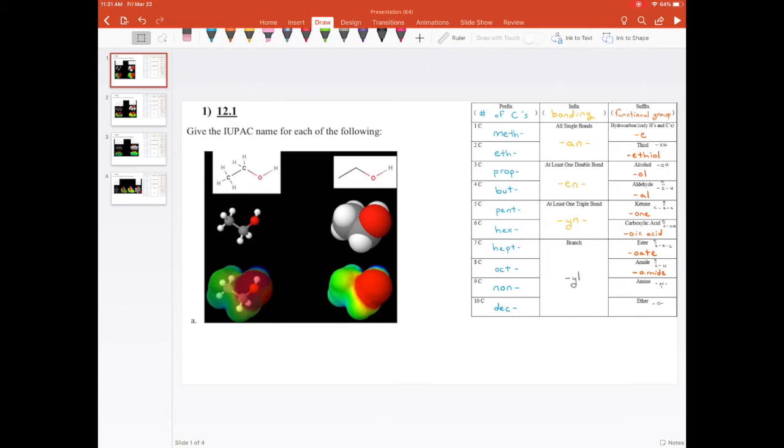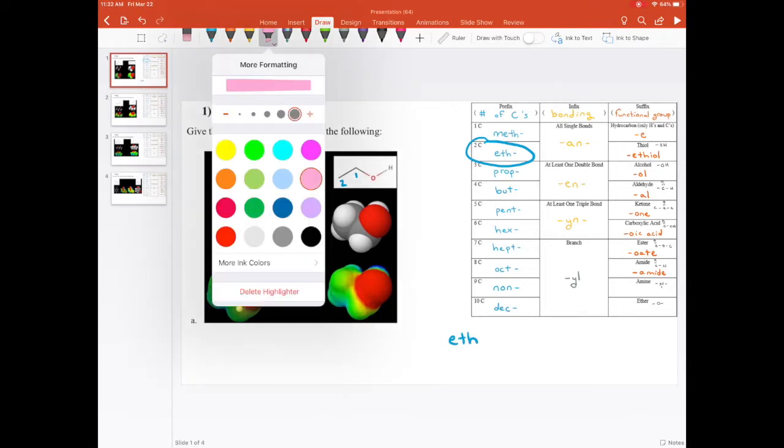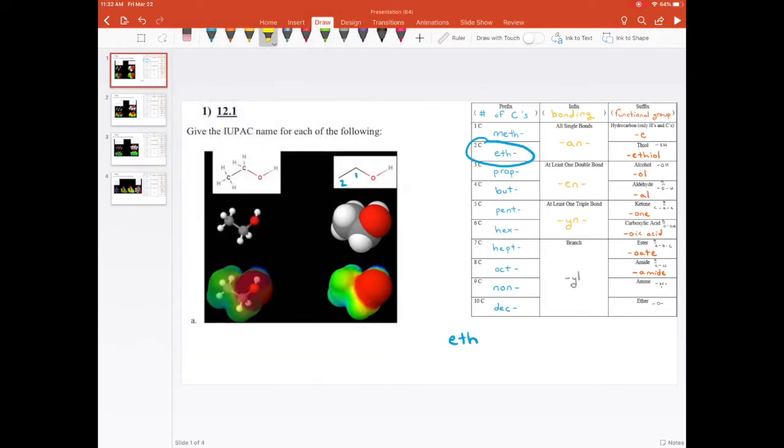Question 1 from Chapter 12 is asking you to give the IUPAC name for some molecules. The first thing you want to do is to find the number of carbons. That's going to give you the prefix. Here we have 2 carbons, and so the prefix is eth. Then, if you notice, there are only single bonds in this molecule. If you have all single bonds, the infix is AN, so ethan.